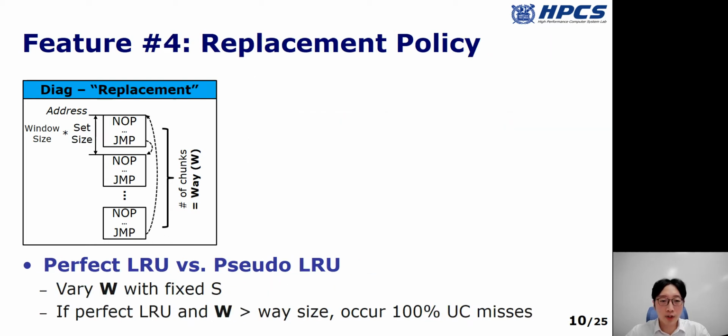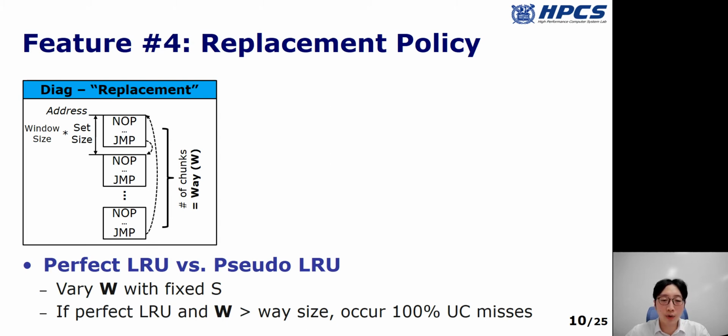Next, I will show how to identify the replacement policy. For simplicity, we categorize the replacement policy into two types. One is perfect LRU and another is pseudo LRU. We plan to extend the UC check to support more complicated replacement policies as future work.